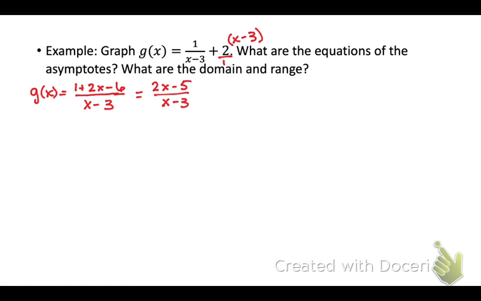How did I get from point A to point B? I have to get common denominators. So I have 2 over 1, and my common denominator is going to be x minus 3. So I have to multiply both the numerator and denominator by the same thing.